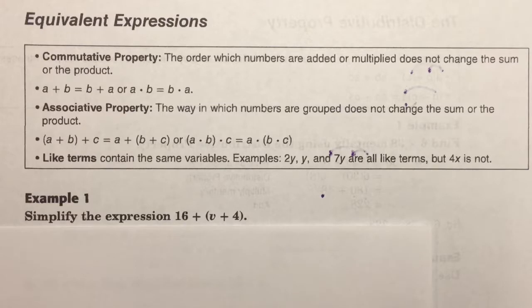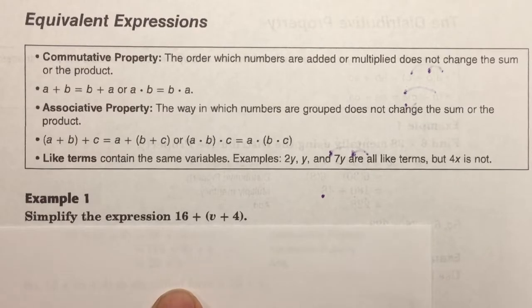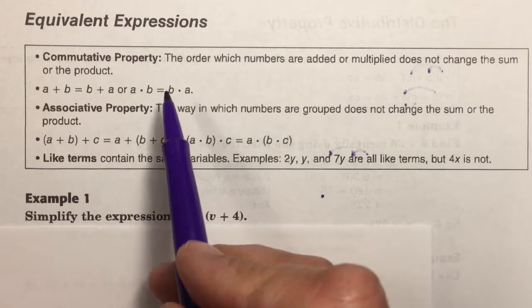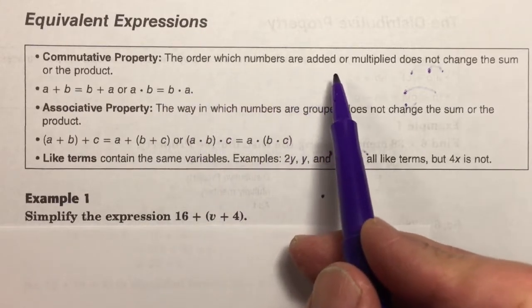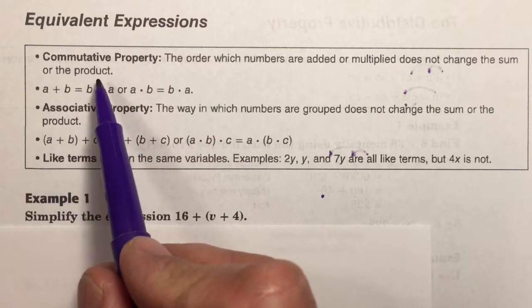Equivalent expressions are expressions that can be changed and simplified to make an expression that is equivalent to the original one. And for that we're going to use several properties that we have already been working with. The first one, just to remind, is the commutative property. The order in which numbers are added or multiplied does not change the sum or the product.